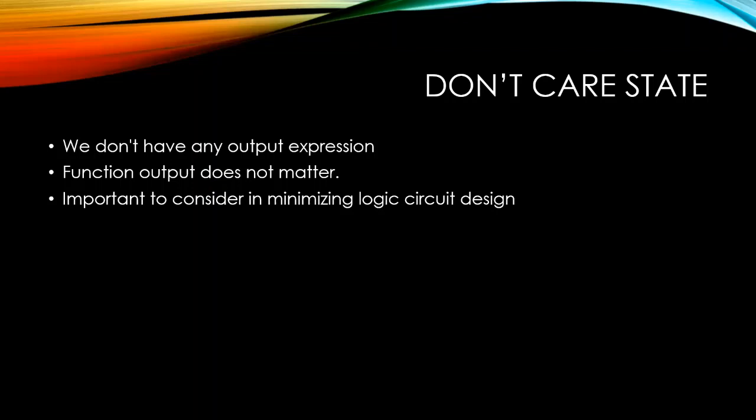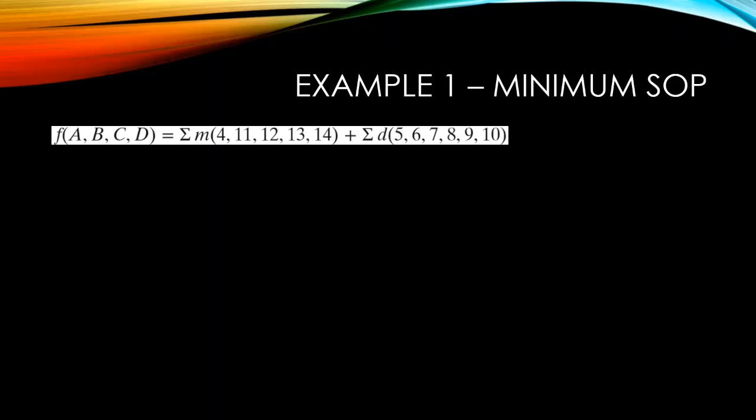Okay? So let's have this example. We're going to find the minimum SOP of this given function. We have 4 variables for this function, and the min-term list is 4, 11, 12, 13, 14. And this D denotes the don't care state, which are 5, 6, 7, 8, 9, and 10. Don't care is represented by small d or capital D in an equation. But in our K-map, it could be represented by an X or other symbols. It's up to you. But I'm going to use X to represent D in our Karnaugh map.